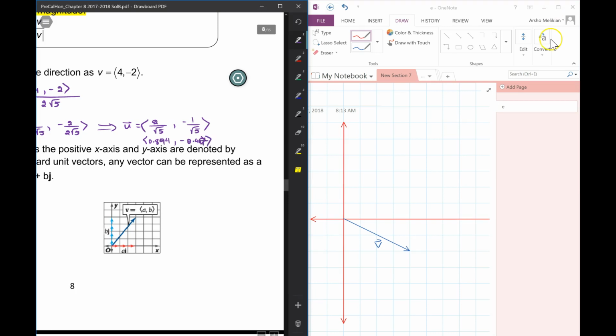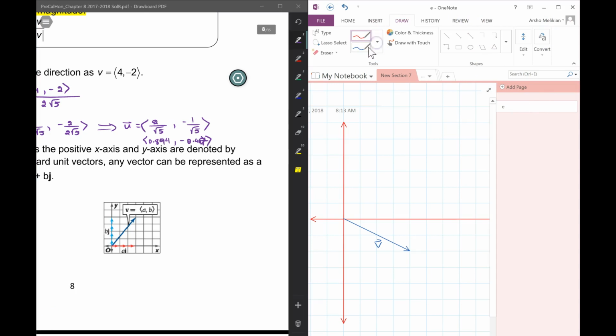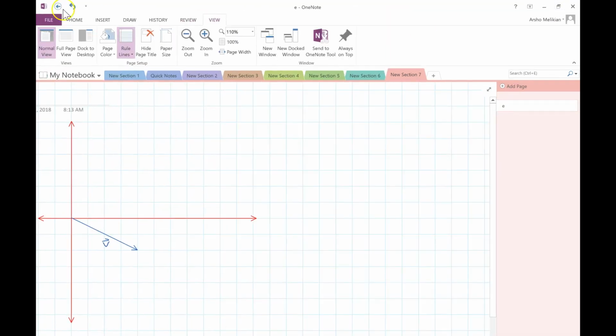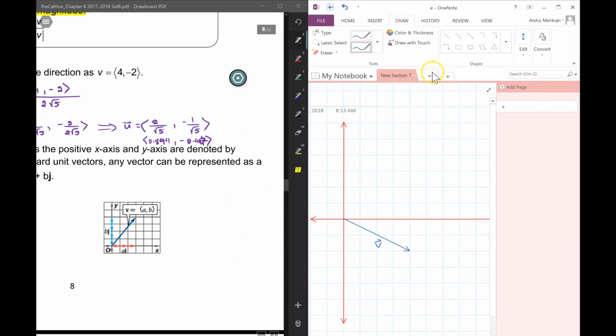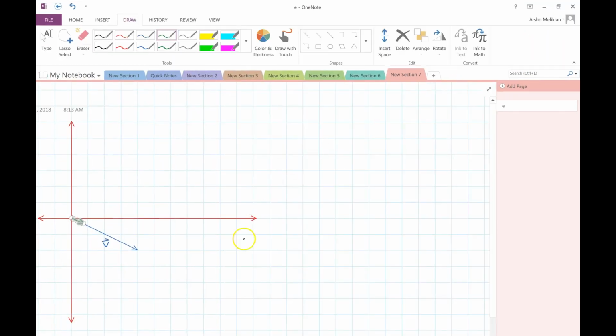So now let's draw the unit vector U. I want to do it in green. So it starts from the same place. It goes 0.894 to the right. I'm estimating here. And then negative like 0.5 down. So right there. Okay, so that's how it looks.